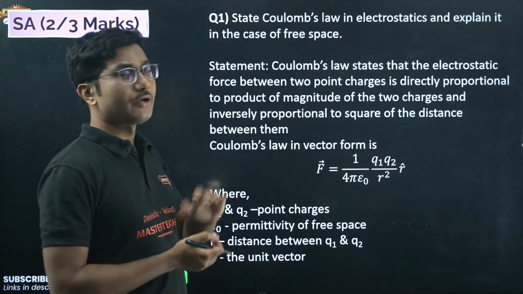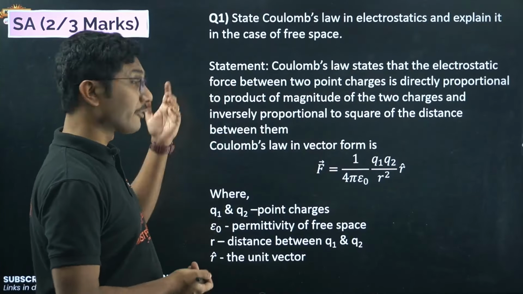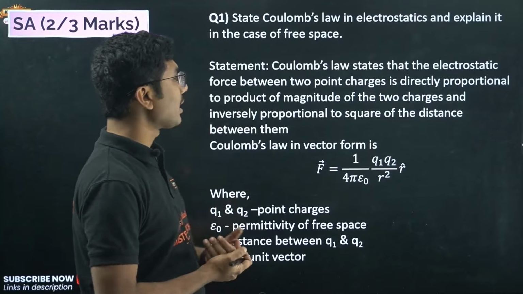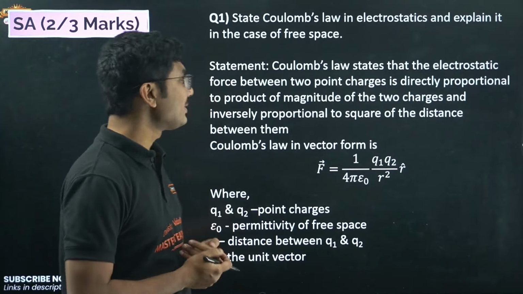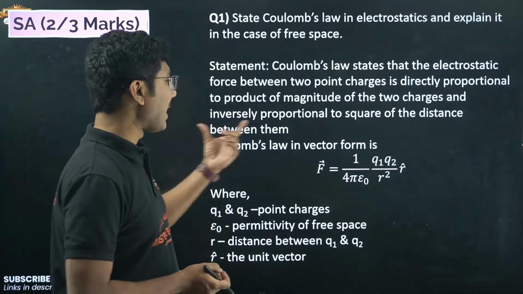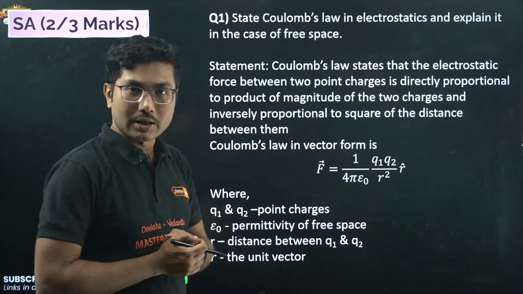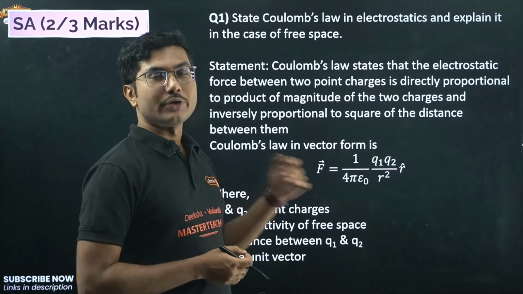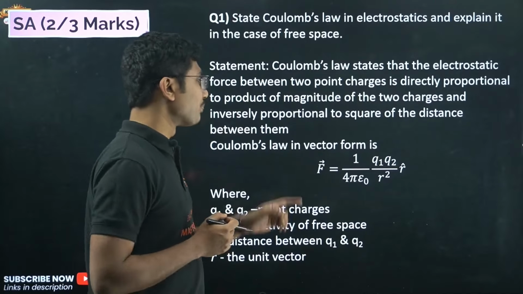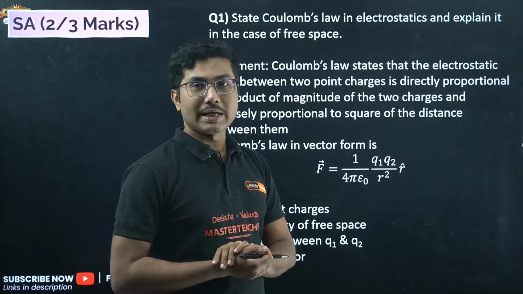So first of all, you have to write the statement, okay? Coulomb's law states that the electrostatic force between two point charges is directly proportional to the product of the magnitudes of the two charges and inversely proportional to the square of the distance between them. And mathematically it can be written as, so try to practice the vector form from here onwards, so that if the question comes, what is the vector form of Coulomb's law, you know what you have to do. Okay, F vector equals 1 by 4 pi epsilon naught, q1 q2 by r square, r cap.